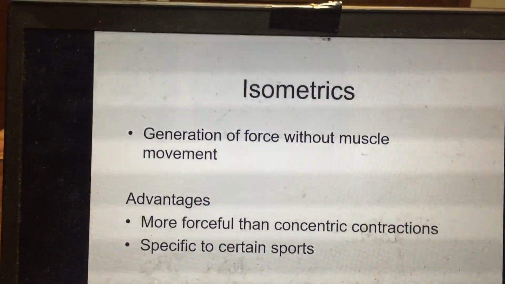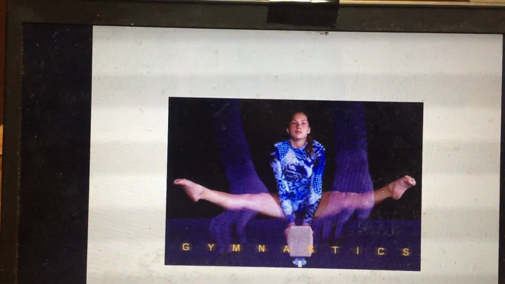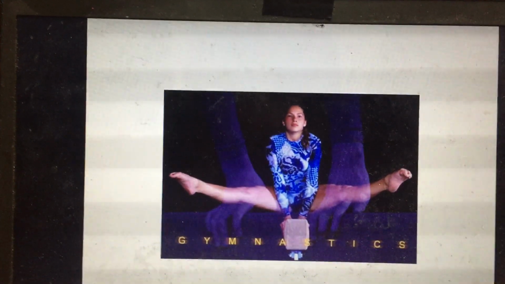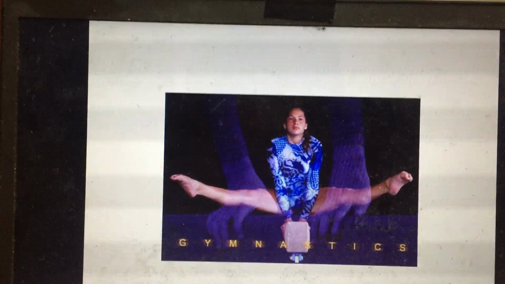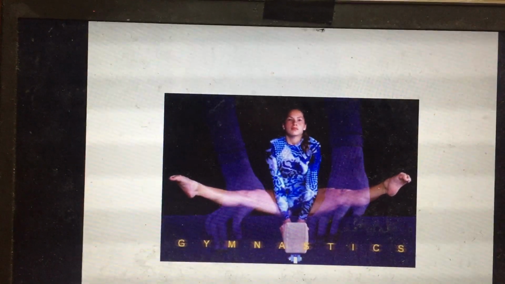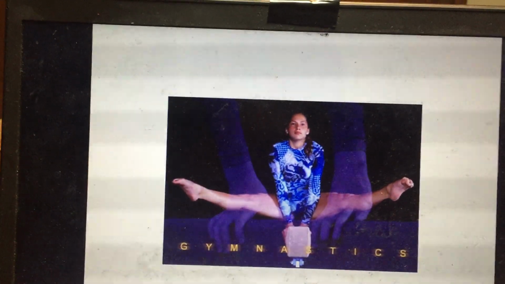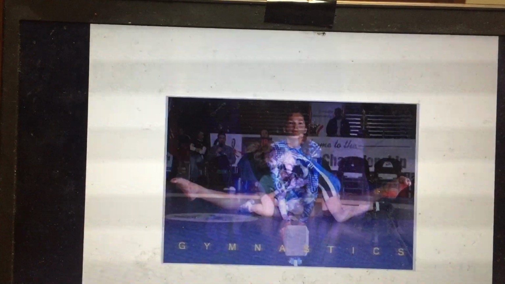And isometrics are also specific to certain sports. So an example of a sport using isometrics could be gymnastics, where you're doing certain holds. So this involves a lot of strength, but the muscle is not changing in length when you're doing this type of movement or this type of contraction.